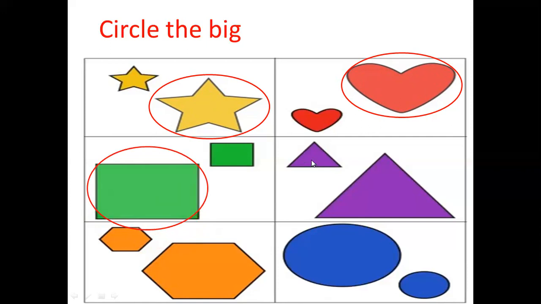Both have the same color, purple color, but they are different in size. And we will select the big one. So the big one is this one. Select this one, circle it. Okay, put a circle around the big one.